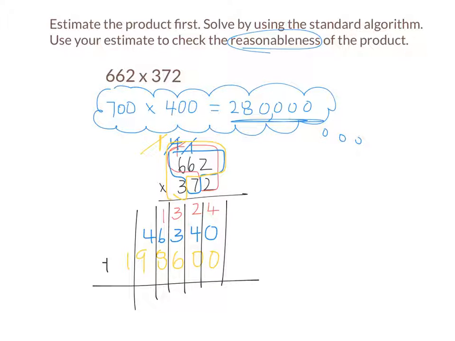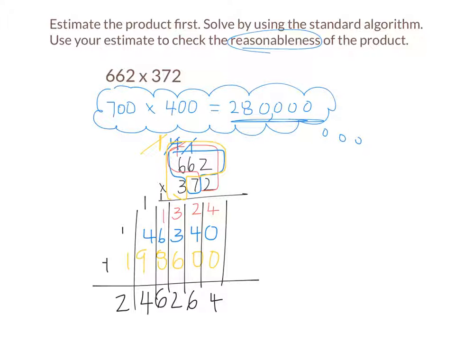How many ones do I have altogether? Four. How many tens? Six. How many hundreds? 12. Okay, so I'm going to write 2, and then one of them will become 1,000. How many thousands do I have? 16. Good, so I'm going to write 6 of them. One of them will become 10,000. How many 10,000s do I have? 14. So I'm going to write 4 of them, and one of them will become 100,000. 2. Oops, sorry, 2. Okay, so let's see.